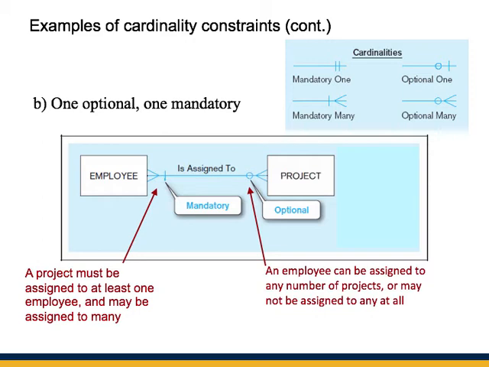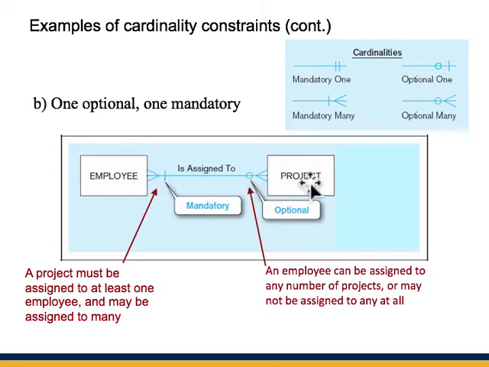Optional. So optional is an O. So reading left to right, an employee is assigned to multiple projects. And this assignment is optional, meaning that he may be assigned, he may not be assigned to one project. Reading the next or right to left is project must be assigned to one or more employees.